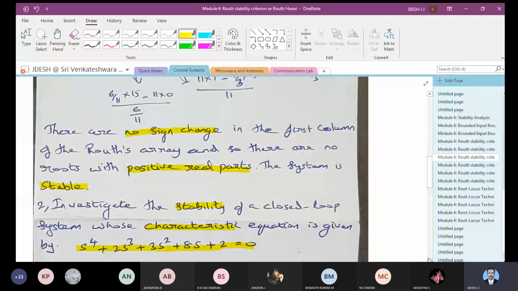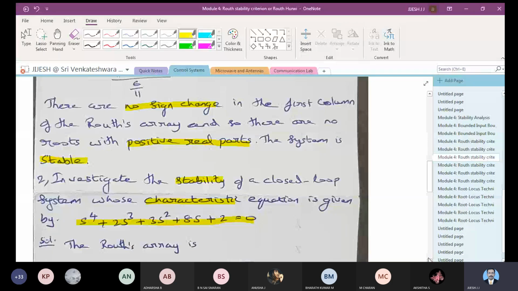Now you can simplify it. It's very easy to do. You can just do the multiplication and you can divide. So you have to do 2 into 3 minus 8 into 1 divided by 2. You will get the first coefficient, first number.